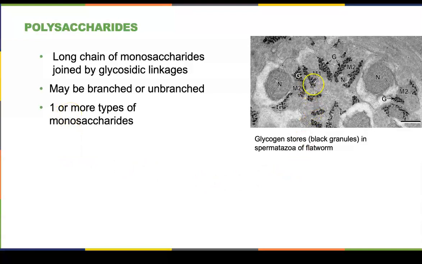And there's an example here. You can't see individual monosaccharides in this. This is showing the inside of a cell, and these darkly stained areas are glycogen, which we'll talk about in a bit as being one important kind of polysaccharide that is used for energy storage in animals.